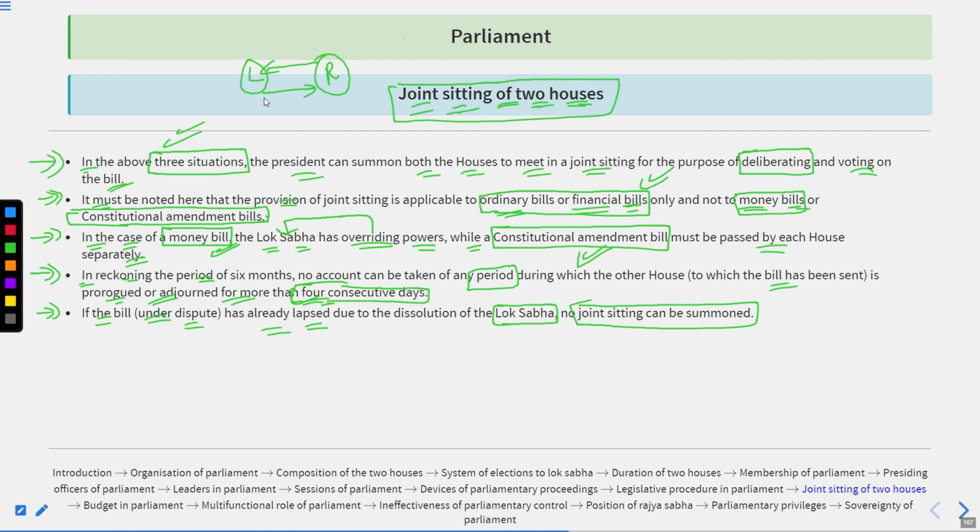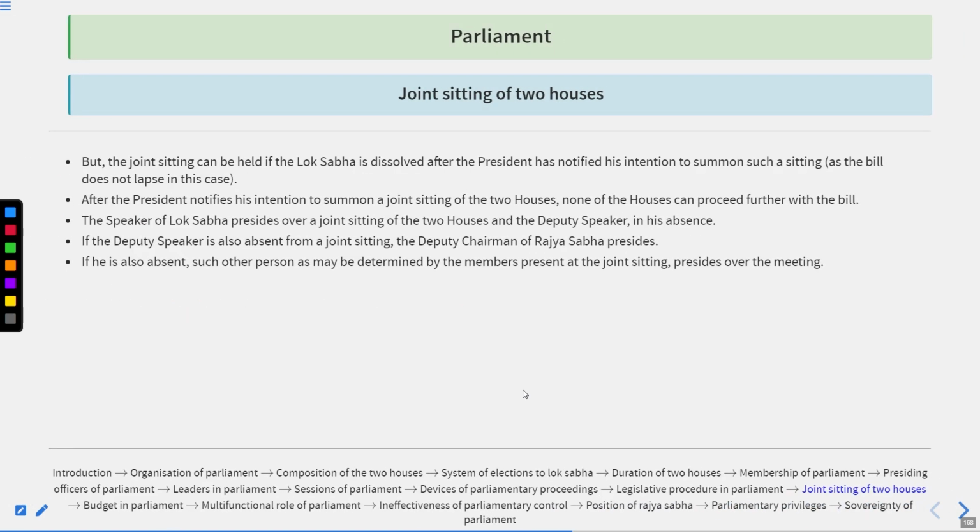Similarly, the Lok Sabha has passed the bill to the Rajya Sabha, and Rajya Sabha introduced several amendments. Then the bill was sent back to the Lok Sabha, but again the Lok Sabha got dissolved. Then again the bill will lapse because of the dissolution of the Lok Sabha. In this case also, no joint sitting can be summoned. So it could be summoned only when both the houses are in session. If any of the houses is not in session, ultimately no joint sitting can be summoned, especially in the case of dissolution of the Lok Sabha. Alright. So now let's move forward.